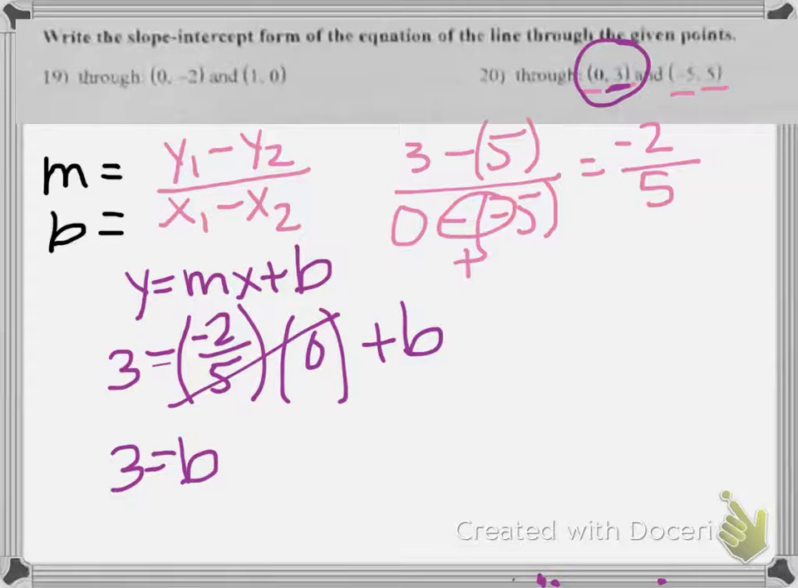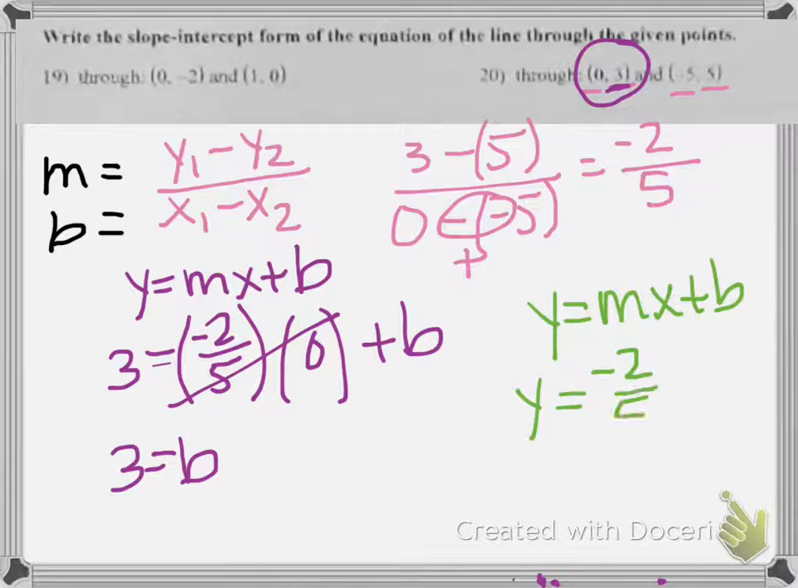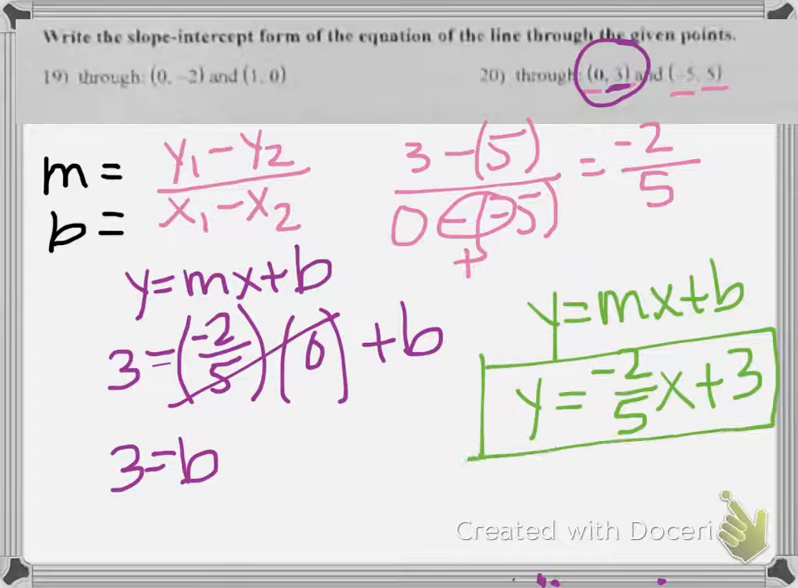So now I know my slope and I know my y-intercept, so I could simply go ahead and write my equation. So y is equal to mx plus b. I have y is equal to, m is my slope, so I know that's negative 2 over 5, x, and then my b value is positive 3, so it's going to be plus 3. And that's my equation. y is equal to negative 2 over 5x plus 3.